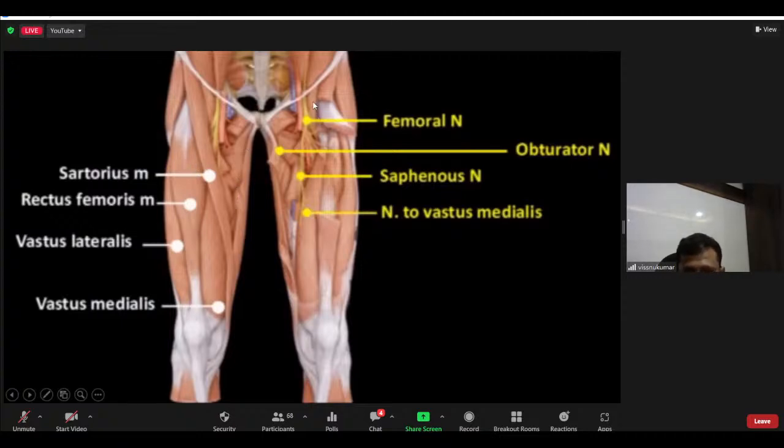Now, if you see the femoral nerve, once it passes below the inguinal ligament, it is going to break down into the saphenous nerve, and it is going to give a branch to the vastus medialis. And we have the obturator nerve, which is from the anterior division of the lumbar plexus.